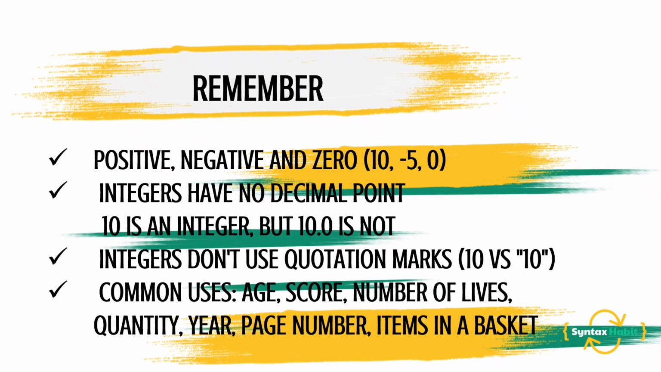Please remember these important points about integers. Integers can be positive, negative, or zero. Integers have no decimal point. Integers do not use quotation marks. And common uses of integers include age, score, number of lives, quantity, year, page number, number of items in a basket, and so on. Understanding integers is an important part of learning Python, so keep these rules in mind as you continue building your programming skills.